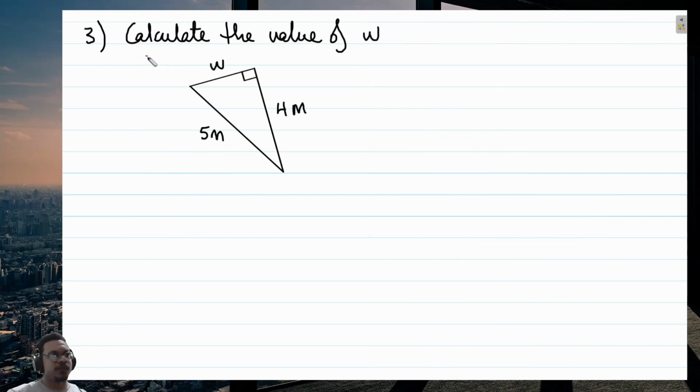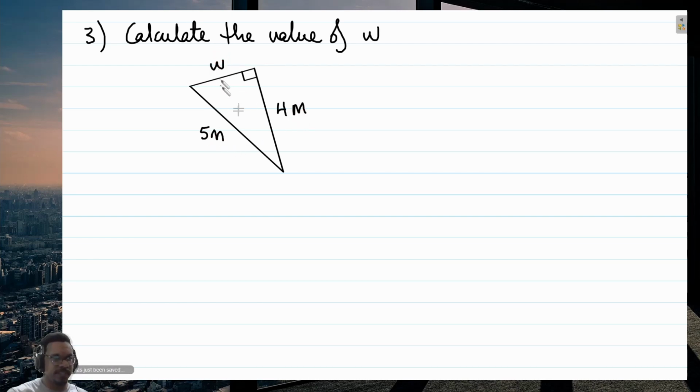So in this question, we have to calculate the value of w. So we have a right angle triangle. We have two sides that are given, and we are missing one, and we want to find that missing side. Hence, we'll use Pythagoras Theorem to find our missing side once we have two sides of a right angle triangle and one is missing.